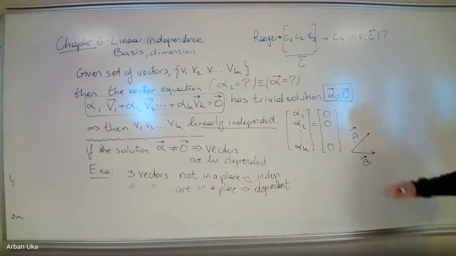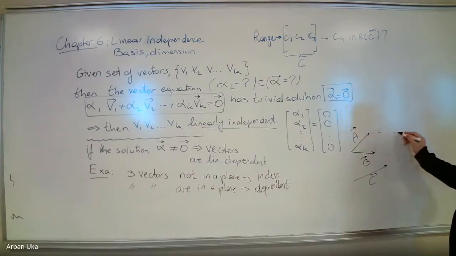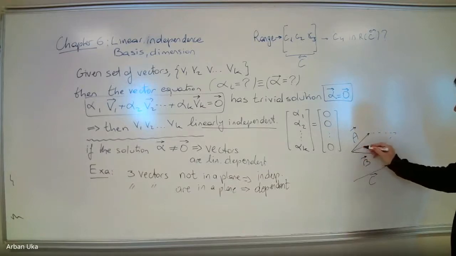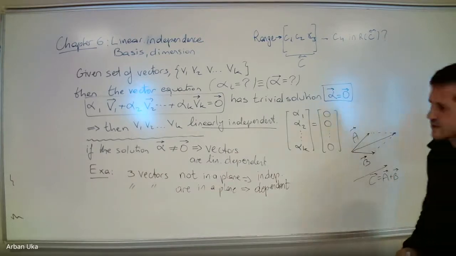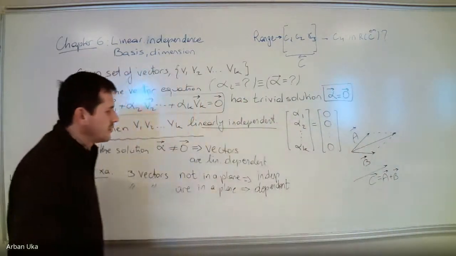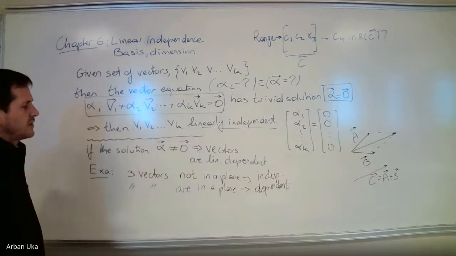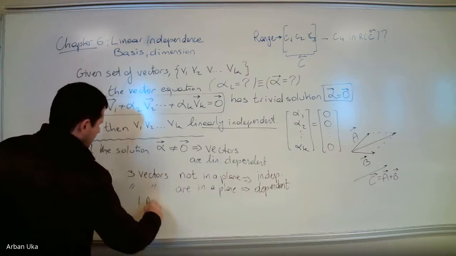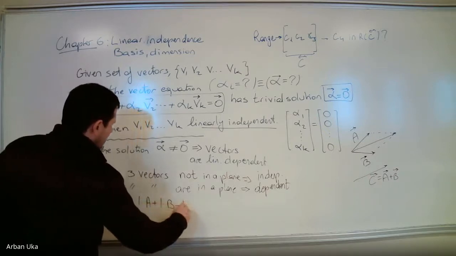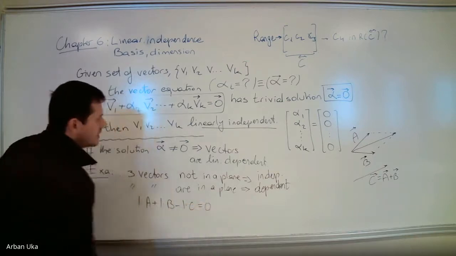We have a vector A, we have a vector B, and then we can have also another vector C, which looks like this. Now, let's assume that this vector C, if we bring it somewhere here, is going to be somewhere in here. So C is A plus B. We also try to draw this to scale as much as possible. In this case, for which alpha 1, alpha 2, and alpha 3 do we get a 0? We can have 1 times A plus 1 times B minus 1 times C. This is really equal to 0.